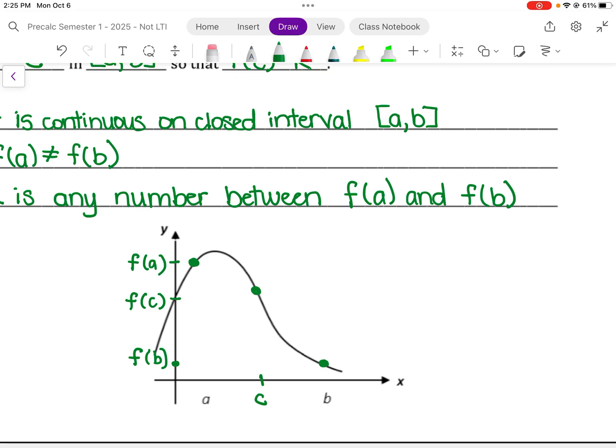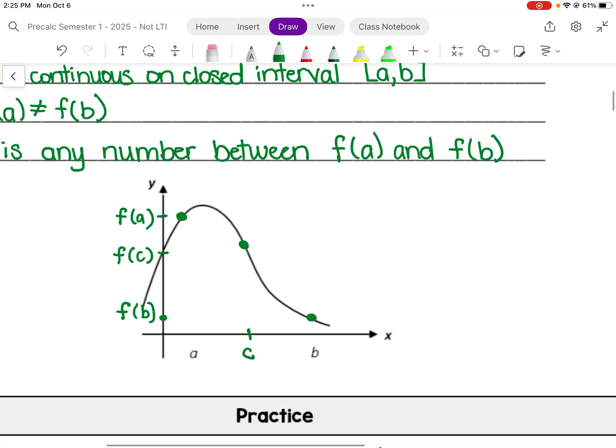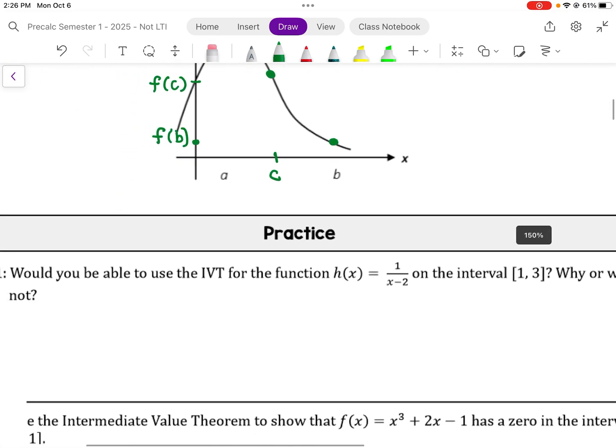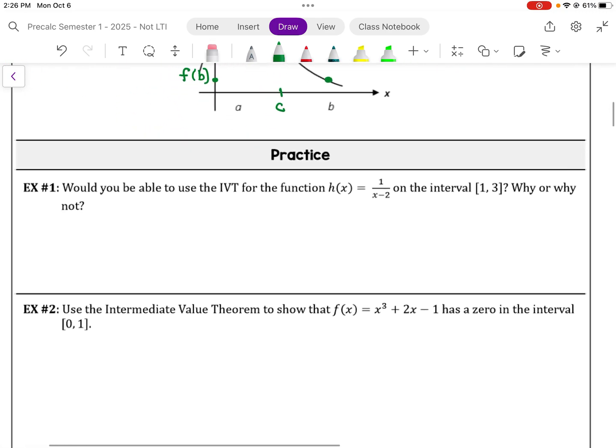we could say that it is continuous. Continuous means I can draw over it without ever picking up my pencil. And whatever that output is, it has to be in between A and B. Like it can't skip it. So if A is 6 here, and this is 2, this here may be 5, it may be 4, it may be 3.5, but it's got to be a number in between those two. That's what this theorem says. Okay, so let's look at some practice.